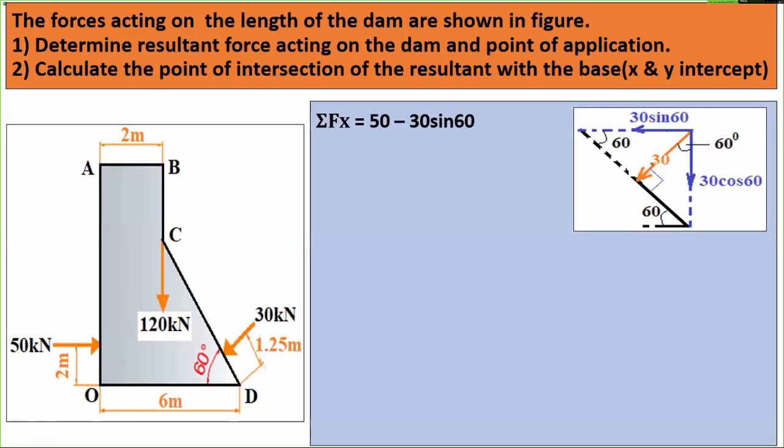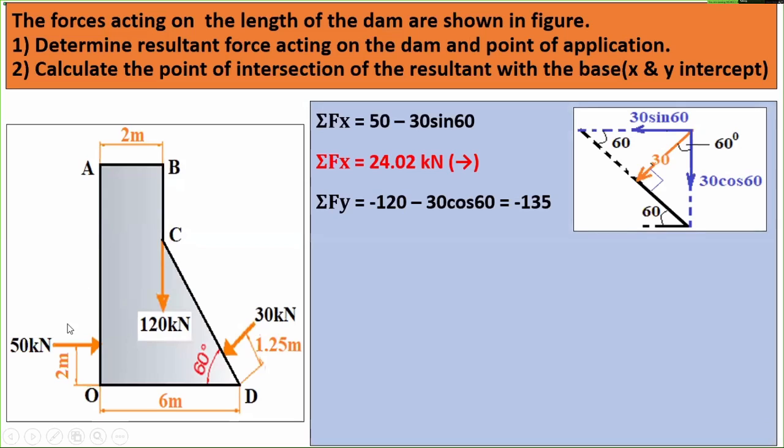Summation of Fx. You can clearly say the first force, 50 kilonewton, acting towards the right, is positive. The second force is 30 sin 60 acting towards the left. That's why it is negative, 30 sin 60. Then go for summation of Fy.